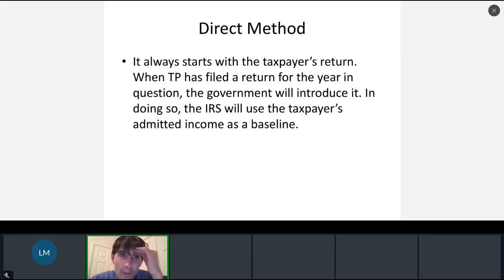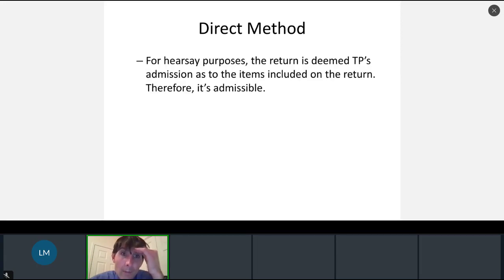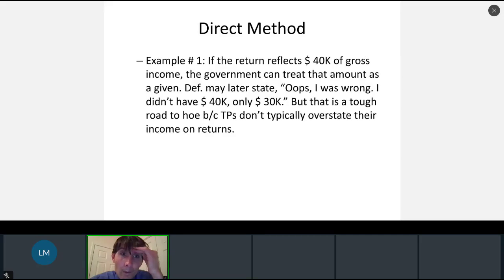These direct methods always start with the return. When the taxpayer's return is filed for the year in question, it's introduced, and the IRS will use the taxpayer's admitted income as the baseline. For hearsay purposes, the return is deemed the taxpayer's admission as to the items included on the return. Therefore, it's admissible. We have an example. Let's say that the return reflects $40,000 of gross income. The government can treat that amount as a given.